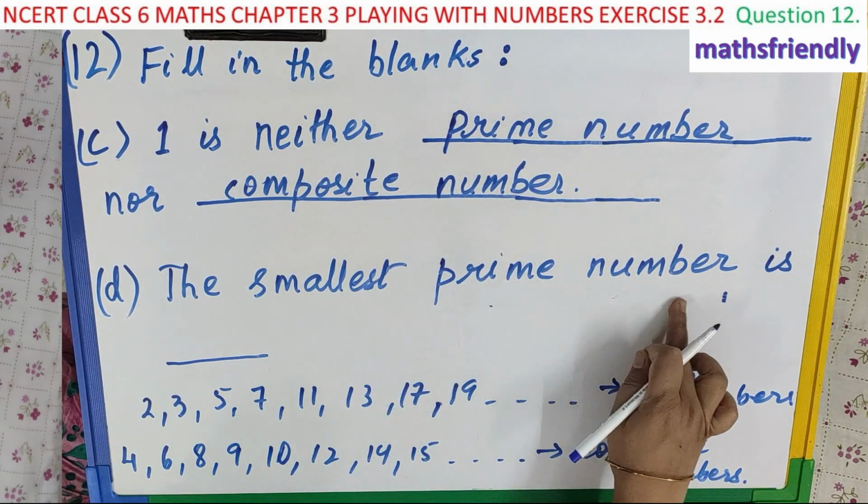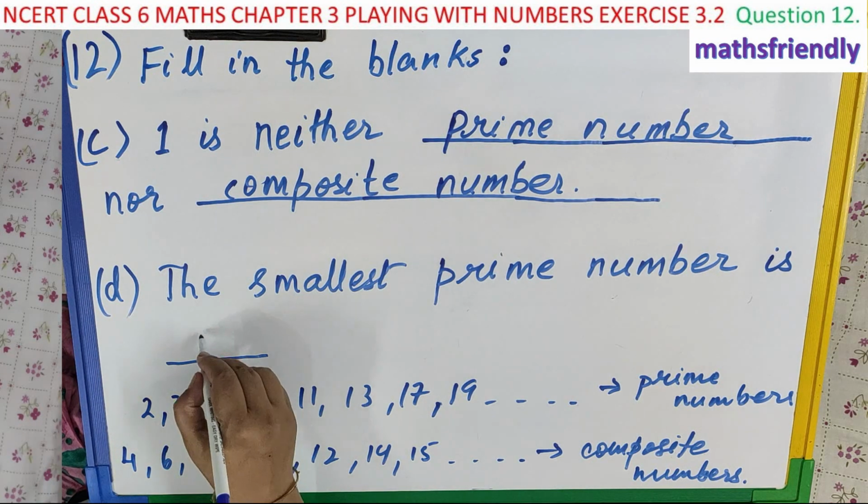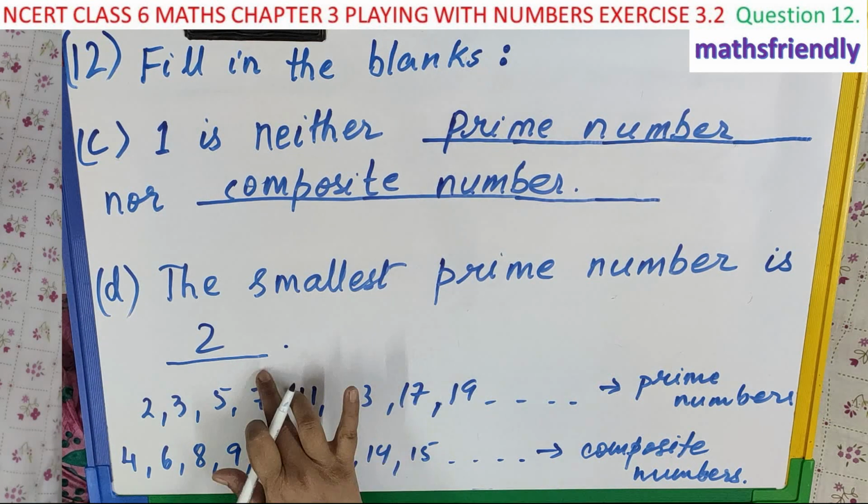Now let us come to this question. The smallest prime number is, what is the smallest prime number? The smallest prime number is 2. So we can write 2 here. Okay, the smallest prime number is 2.